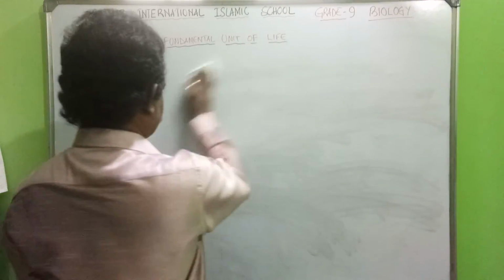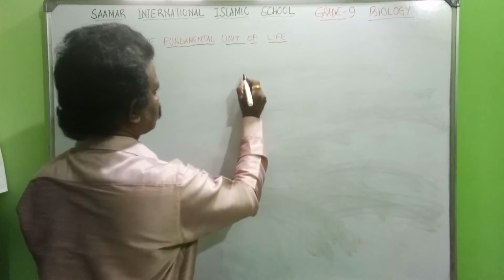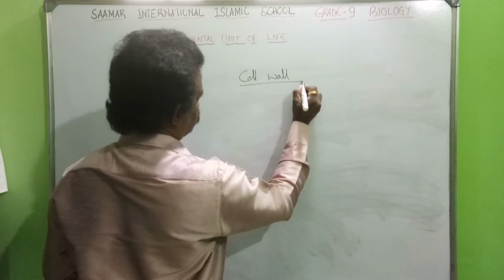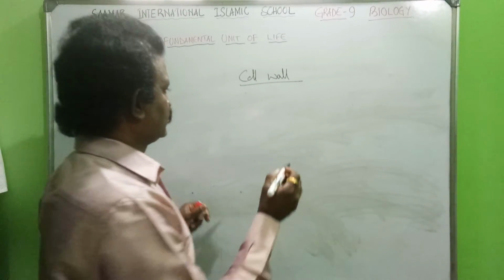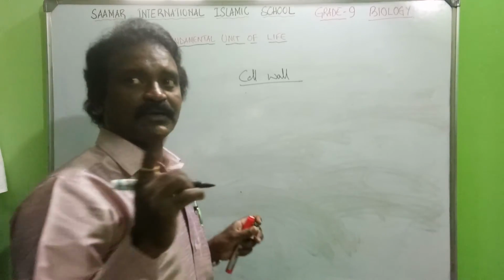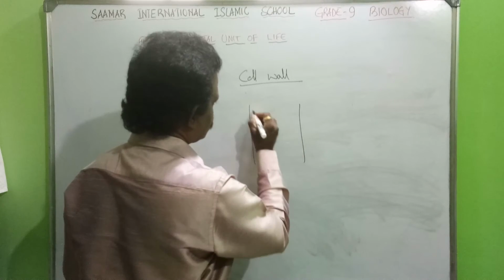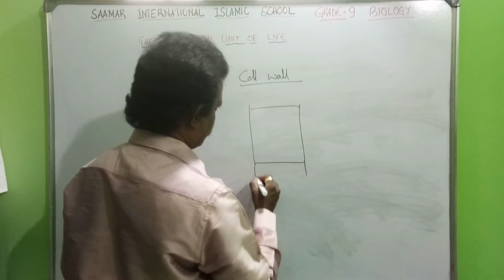Now we learnt about cell membrane. The next one is cell wall. The cell wall is seen in the plant cell. That means, what is the shape of the plant cell? It's a box shape. Okay. If you see the cell, you can see this is your plant cell.